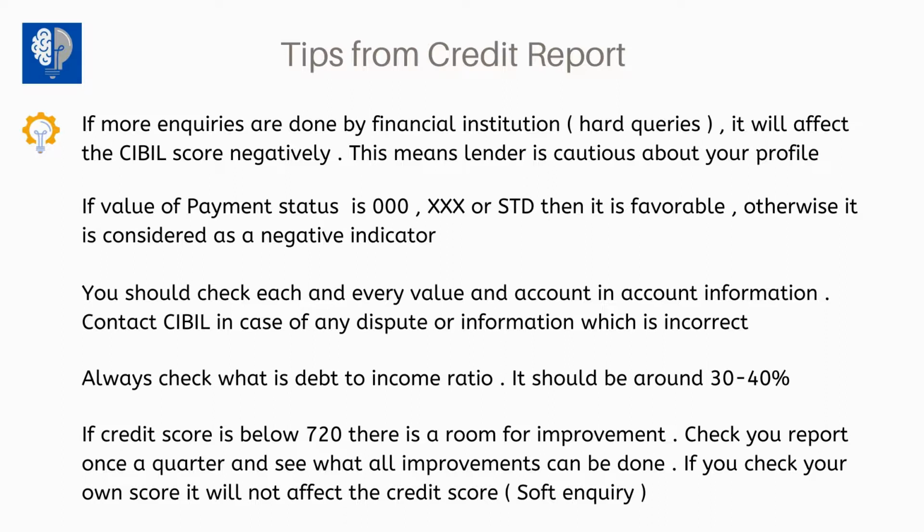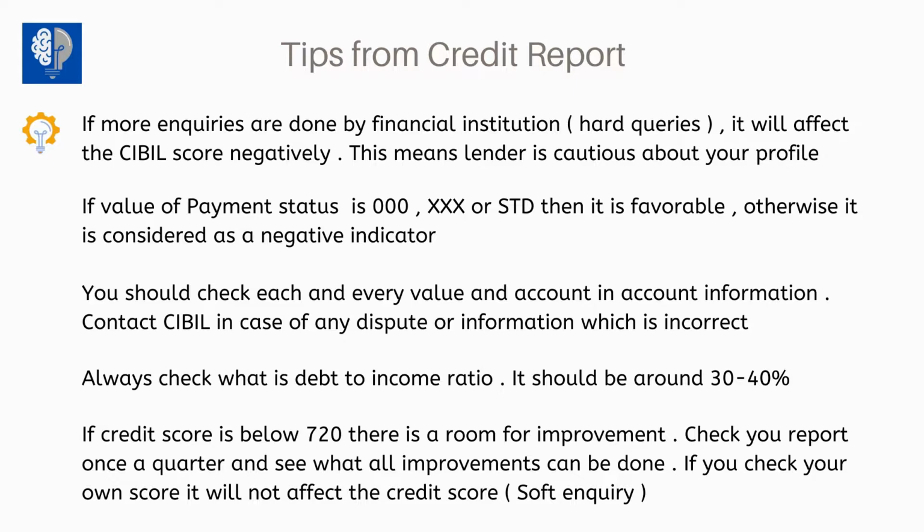So debt to income ratio should be around 30 to 40%. Suppose your income is 50,000 and you are paying an EMI of 40,000, it will affect your credit score negatively, because you are paying around 80% of your income as EMI, which is basically your loan repayment, which is a bad indicator.